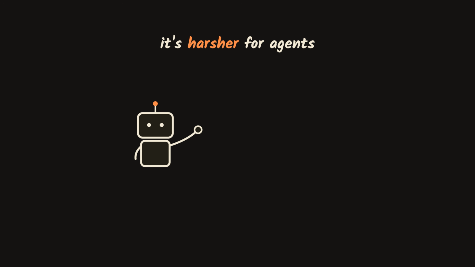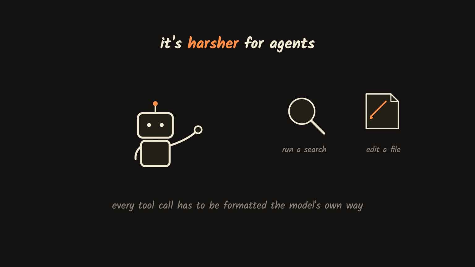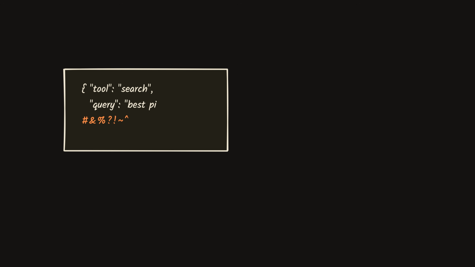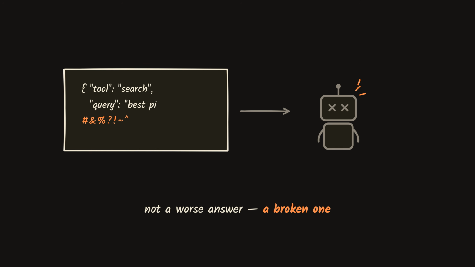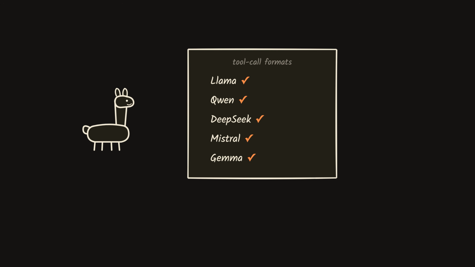It's harsher for agents. When a model reaches for a tool, runs a search, edits a file, it has to format that call its own specific way too. Get that wrong, and you don't get a worse answer, you get a broken one. A tool call no one can read, and the agent just stalls. Llama.cpp has to nail the exact format for every model, or none of it holds together.